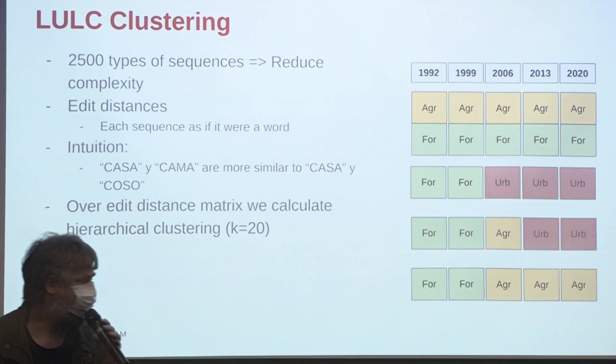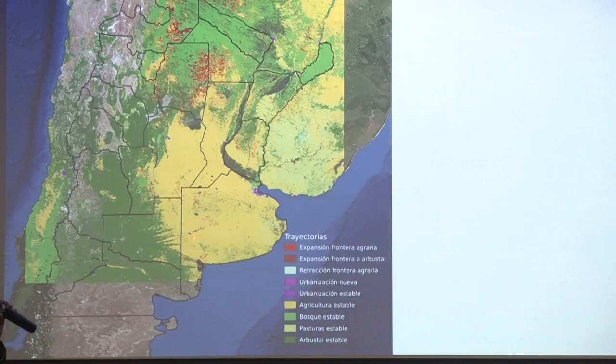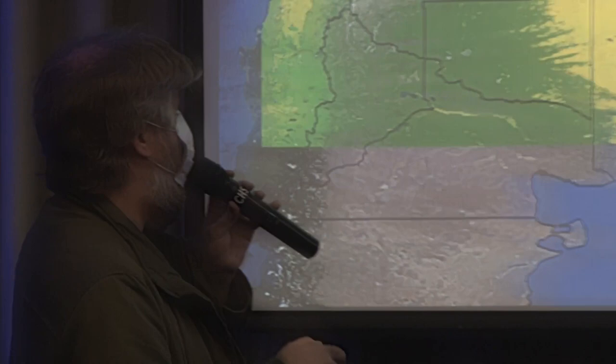Okay, so, oh, the color is killing me, sorry. We have here the more important, in terms of pixel count, trajectories. All the yellows are what we call agricultural stable. These pixels were agricultural over the whole period. The greens were all forest stable, all the time forest or shrubland, depending on the color.